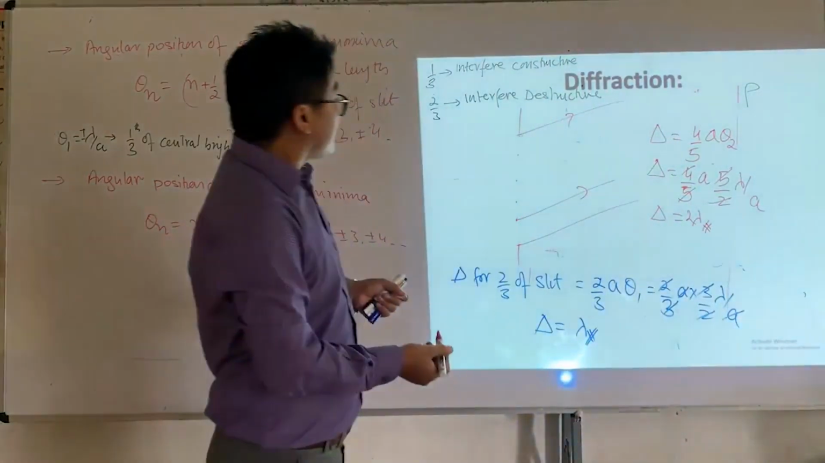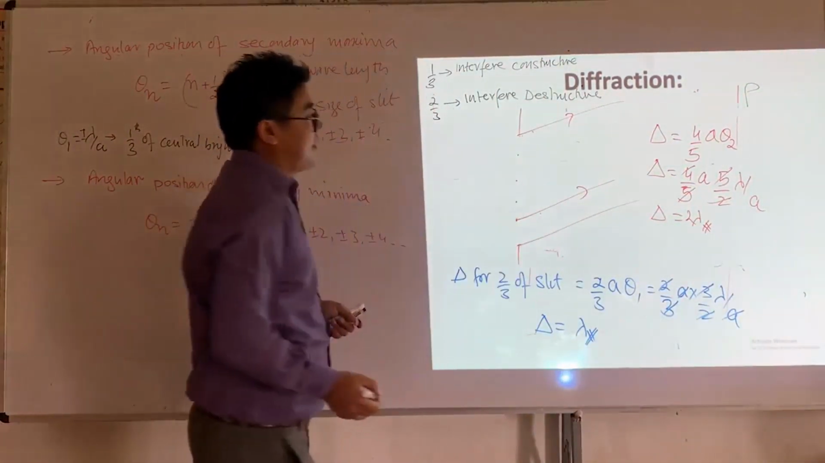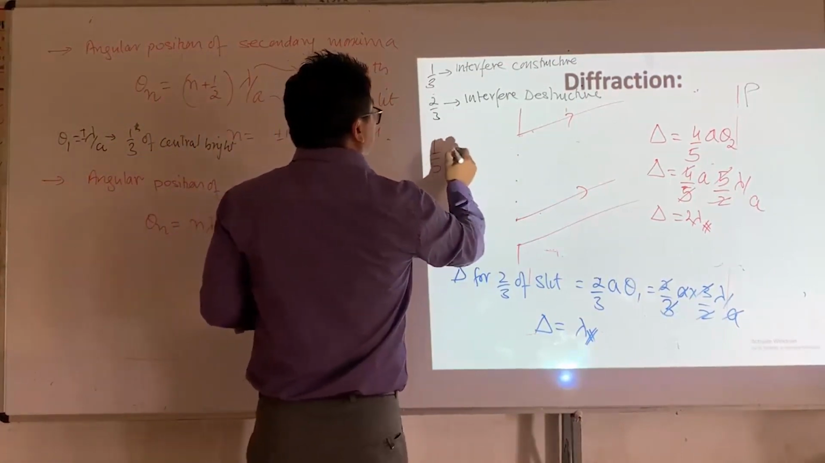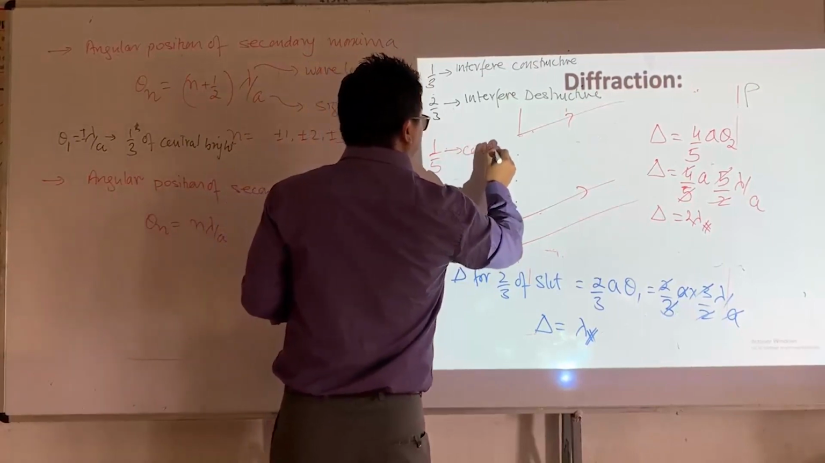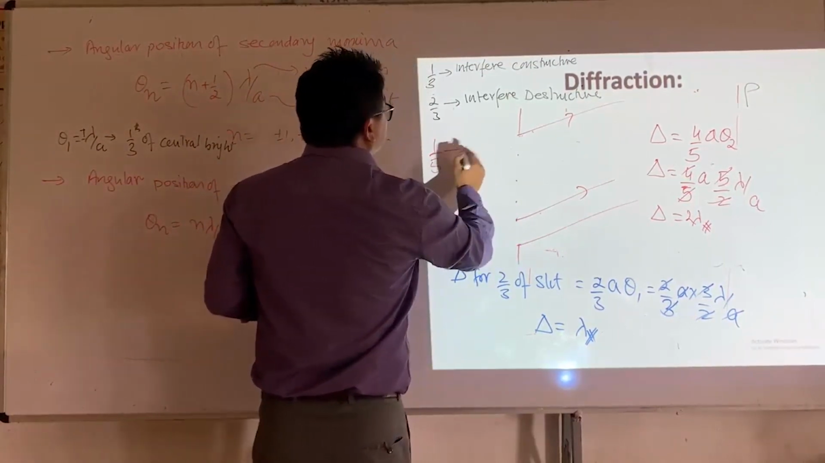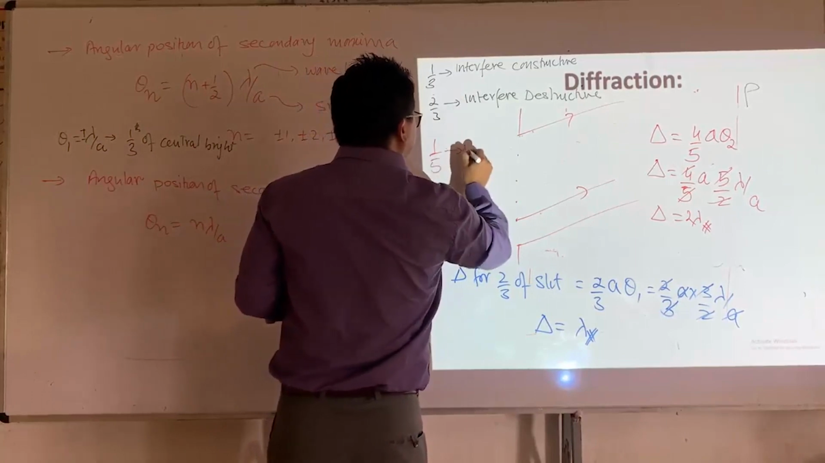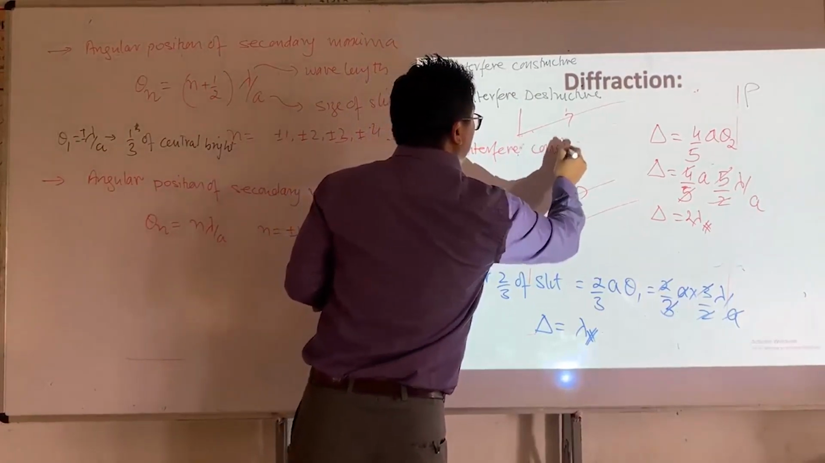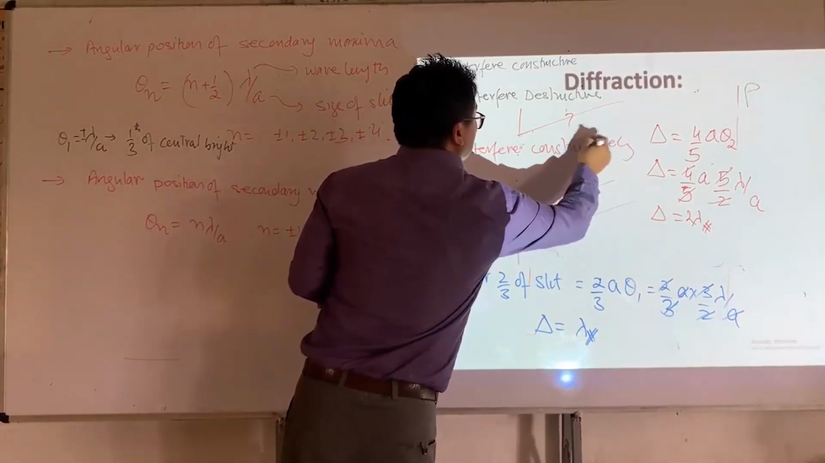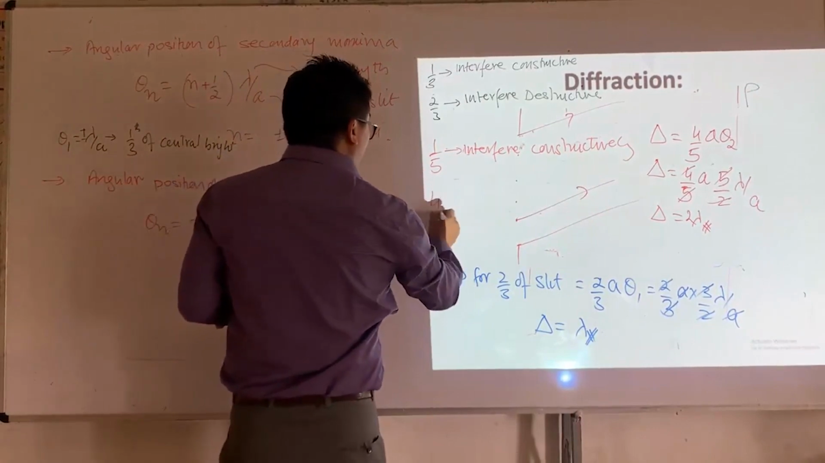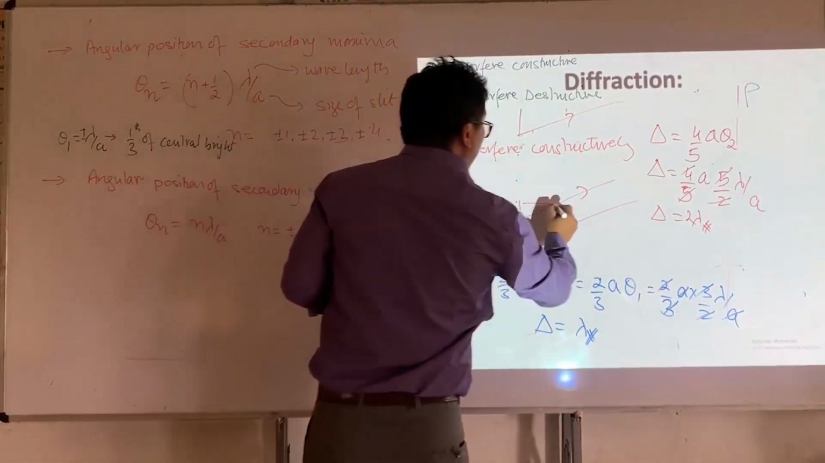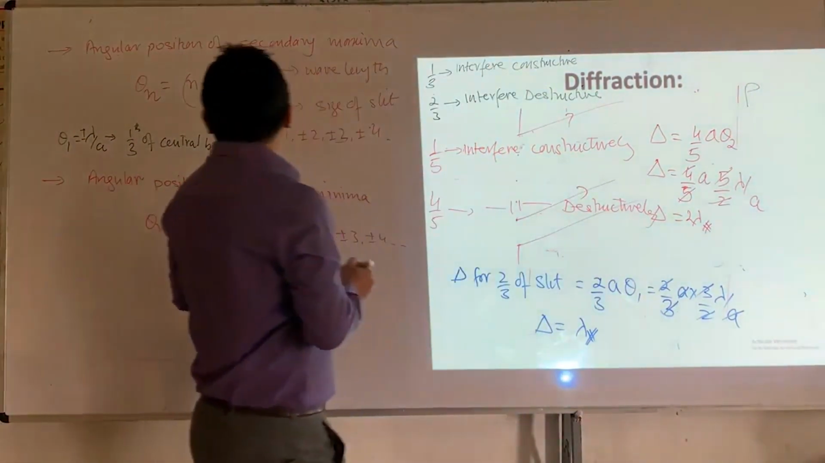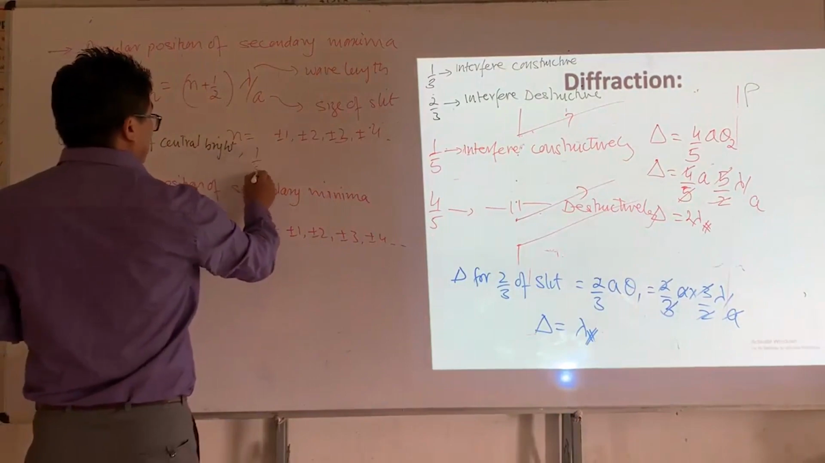Right. Again, these two interfere constructively. Again, we say that 1/5 is what we call as interfering constructively, and 4/5 interfere destructively. So therefore the brightness goes to 1/5.